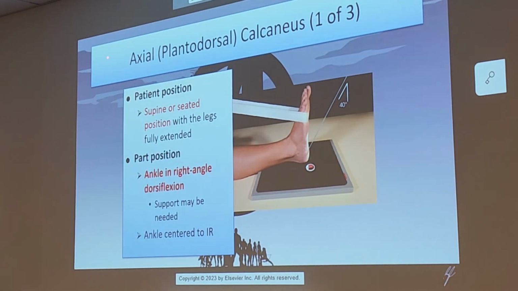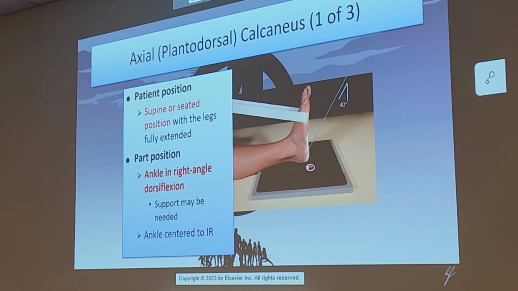But okay, the axial. What does axial mean? We're adding angulation into it, right? And then plantar dorsal. That's just the path of the beam. It's entering plantar, the bottom of the foot, and exiting on the top, the dorsal part. And then the main objective is the calcaneus, correct? So with this, you can do the supine or seated position with the legs fully extended. So the patient is going to be supine. You just put the cassette under the foot. And again, I like to do the angle first, get the right foot, and then put the cassette.